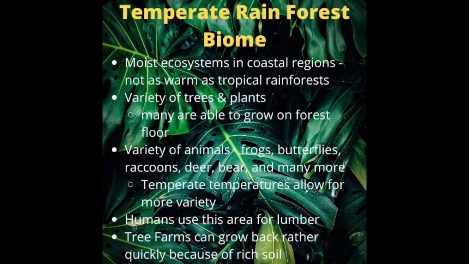Humans in this area are going to use this area for lumber. They're going to cut down trees so that they can have more lumber. This would lead to another difference between the temperate rainforest and the tropical rainforest. In a tropical rainforest, when the trees are cut down, they can't regrow very quickly. But in the temperate rainforest, because of the rich soil, the trees are able to recover and regrow.